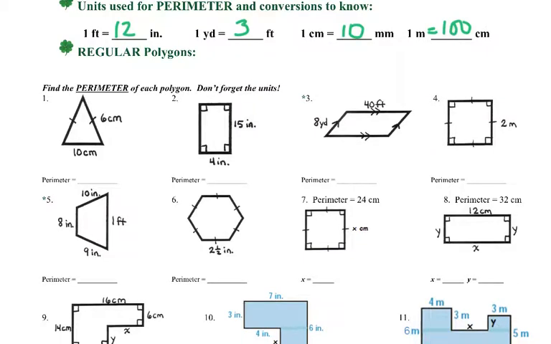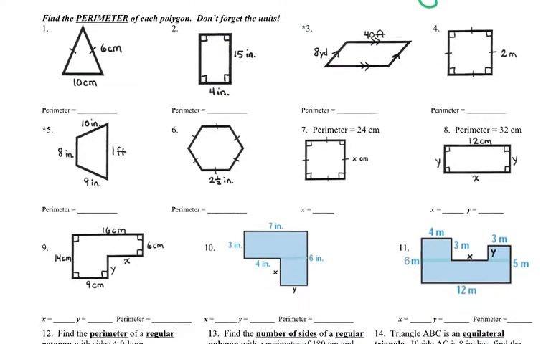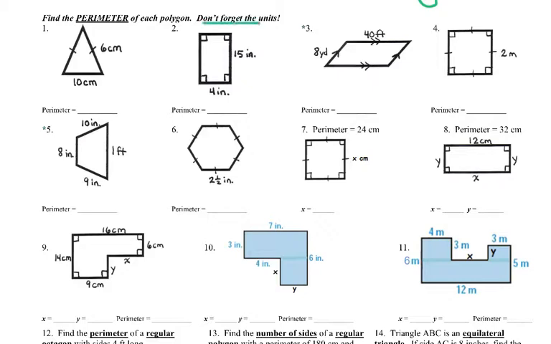We also need to remember that a regular polygon has what? All equal sides and all equal angles. So those are things like a square, equilateral triangle, stop sign: all equal sides, all equal angles. So now we're just going to find the perimeter, and then don't forget the units.